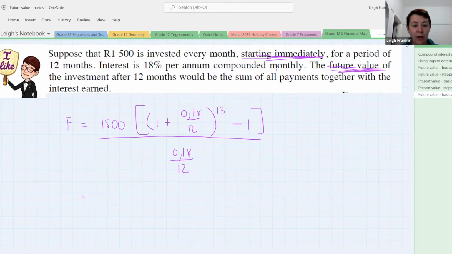Okay, I don't know about you guys, but I am getting an investment of 21,355 Rand and 24 cents. Yeah, me too. Cool, Leroy. Okay, so super easy. Okay, good stuff, everybody.